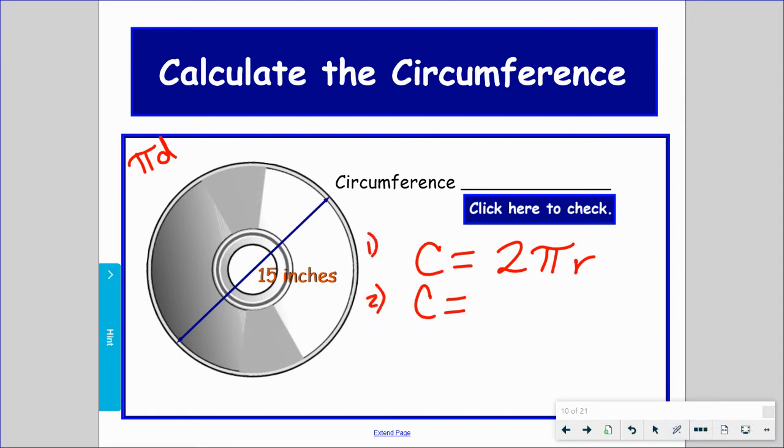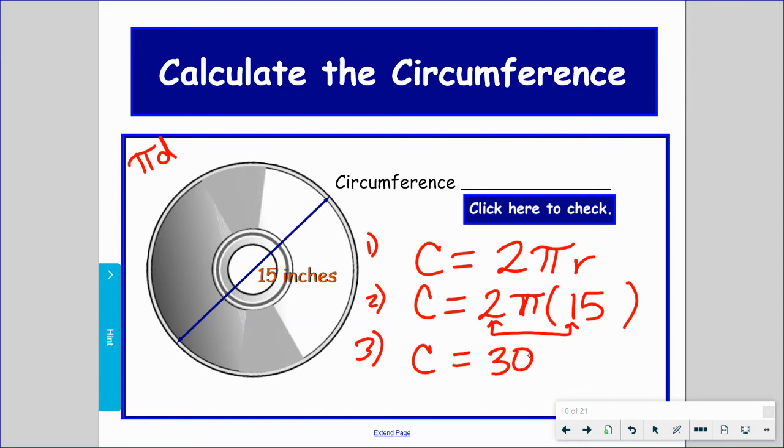Number 1 is always writing the formula. Number 2 is going to be substituting in those numbers. So in this case, we can write 15. Number 3 is going to be simplifying. So why write 2 times 15 times pi when you could say, well, look, twice 15, Mr. Callan, is 30 times pi. And then the 4th is going to be the approximation.